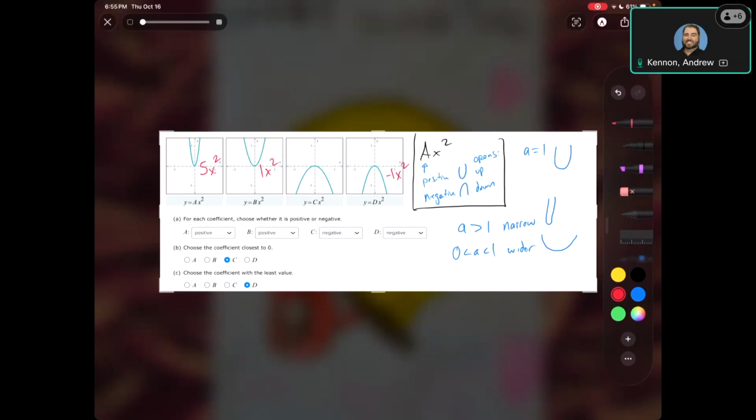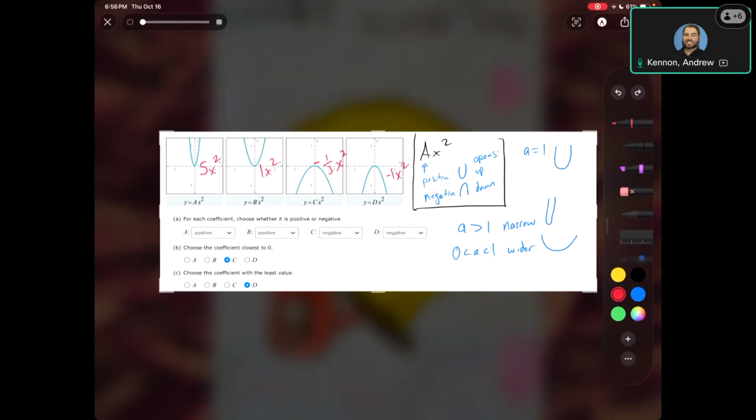This one over here, maybe something like, I don't know, negative 1/3 x squared. It is going to be a fraction right here. The negative tells you it opens down. The fraction tells you that it's going to be wider. So you see how this one is wider than this one? The wider it is, the smaller this fraction is. The narrower it is, the bigger this number is. And the positive or negative just tells you if it opens up or down.